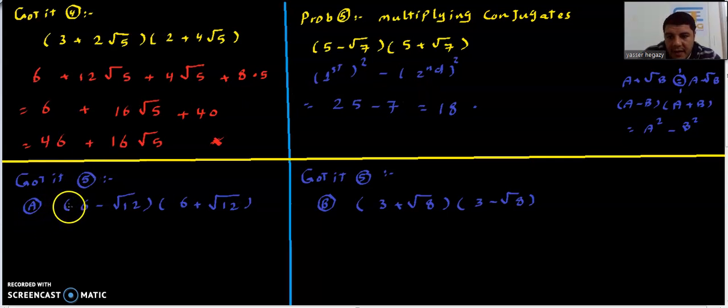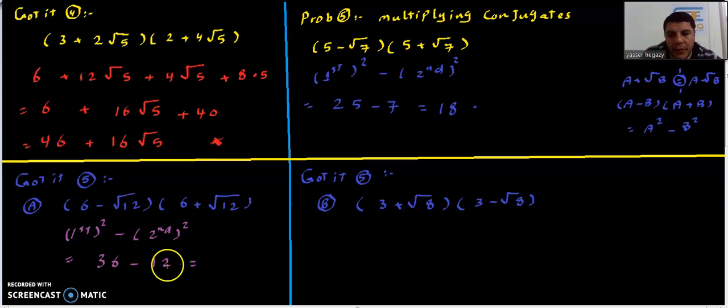Here 6 minus the square root of 12 multiplied by 6 plus the square root of 12. The same idea, so it will be first squared minus second squared. First squared, 6 to the power 2, will be 36, minus the square root of 12 squared, it will be 12. Once we subtract, the answer will be 24. Good. Got it?